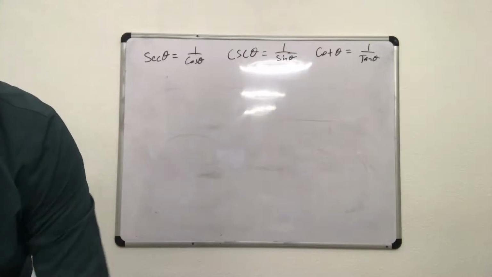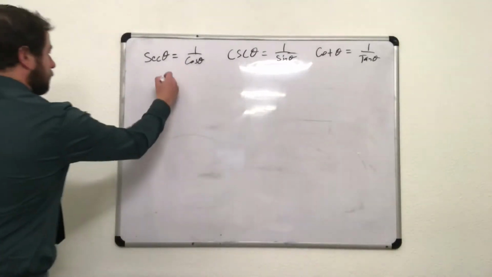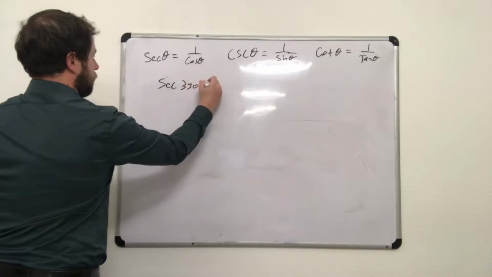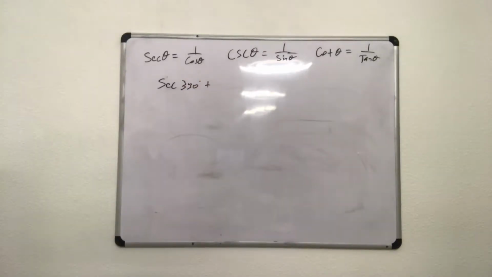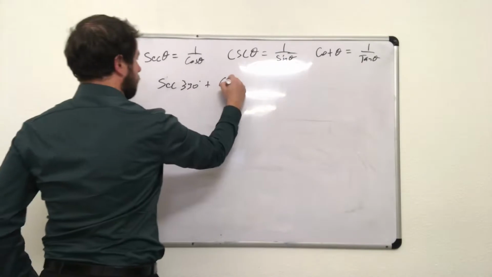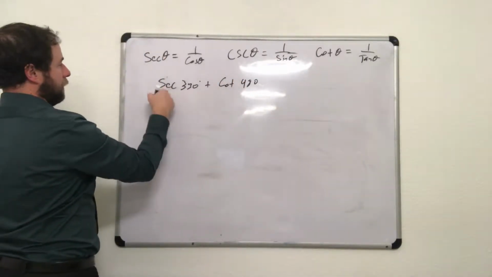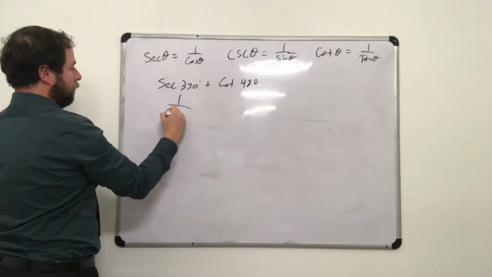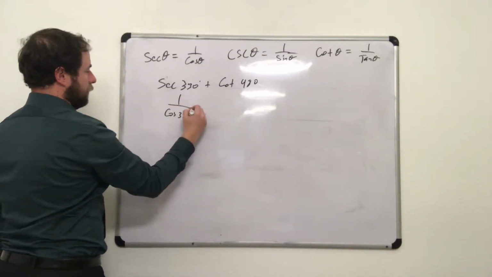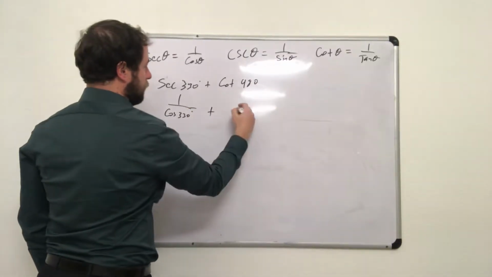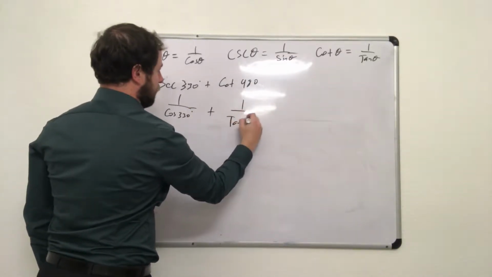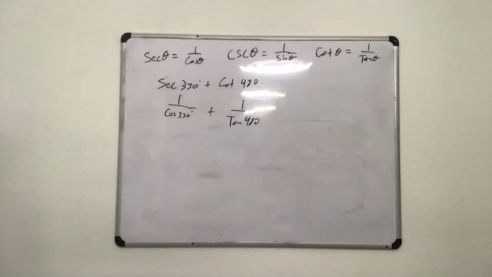And so whenever we get something that says secant 330 degrees plus cotangent 480 degrees, all you do is you flip it. The opposite of secant is going to be 1 over cosine 330 degrees plus, instead of cotangent, you take the inverse of that, which is tan 480 degrees. You put both of those into your calculator. You find out what the decimal number is.